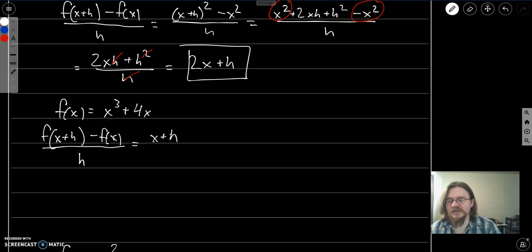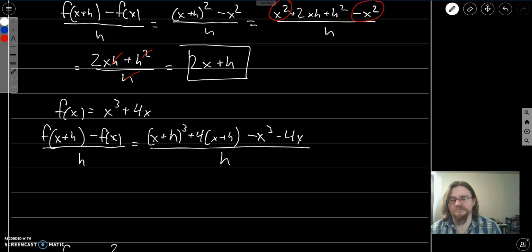So if I plug x plus h into here, I'm going to get x plus h cubed. And if I plug x plus h into there, I'm going to get 4 times x plus h. And then I want to subtract the original function, so I want to subtract all that. So we're going to subtract x cubed and the 4x, and we're going to divide everything by h. So here's where we'll have to do quite a bit of simplification.